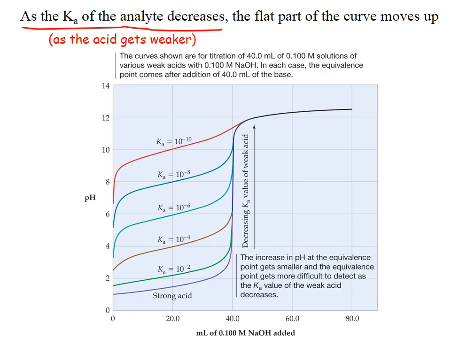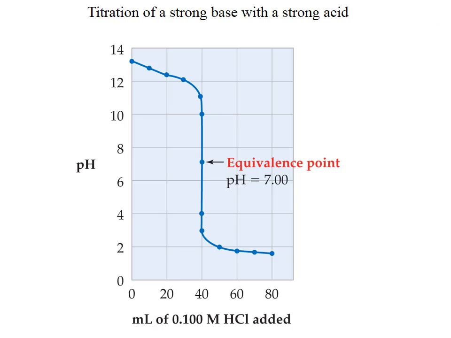Right? So for the strong acid, you can see that the vertical part really extends all the way from pH 4 all the way up until about pH 10 or 11. But for the very weak acid, with a Ka of 10 to the minus 10, you can see that there's almost no vertical part at all, right? It's a very, very small transition.